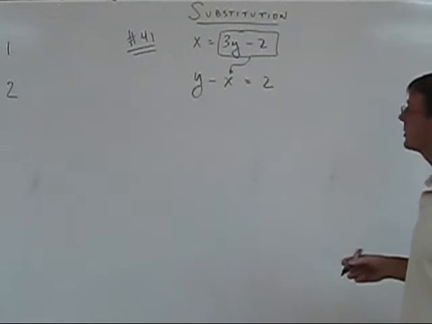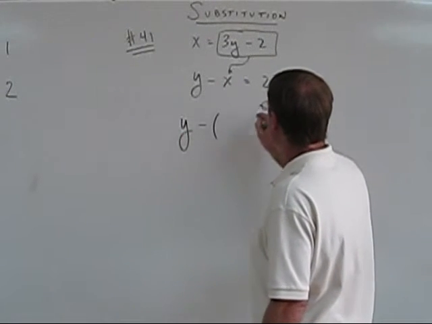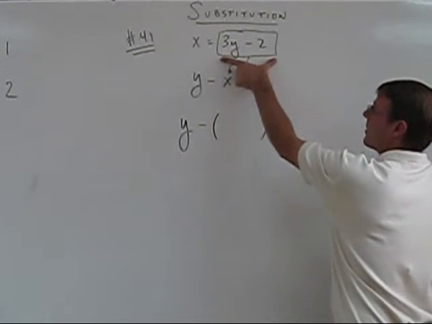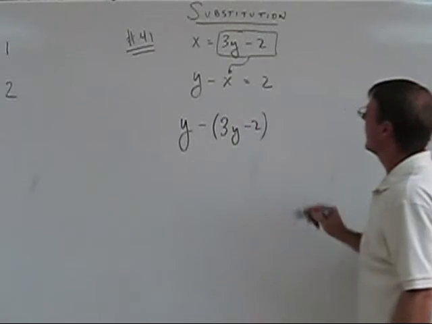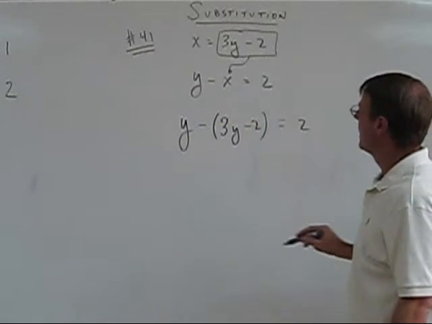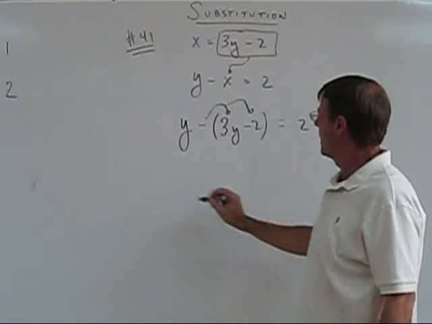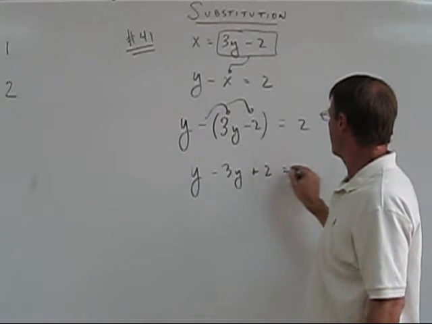That's the substitution. So I get y minus, and don't forget to put parentheses around this because it's minus all of this, and this is representing x. So I put all of that in there, and then that's going to equal 2. So when I do this, you have to remember to distribute that minus sign. I get y minus 3y plus 2 equals 2.